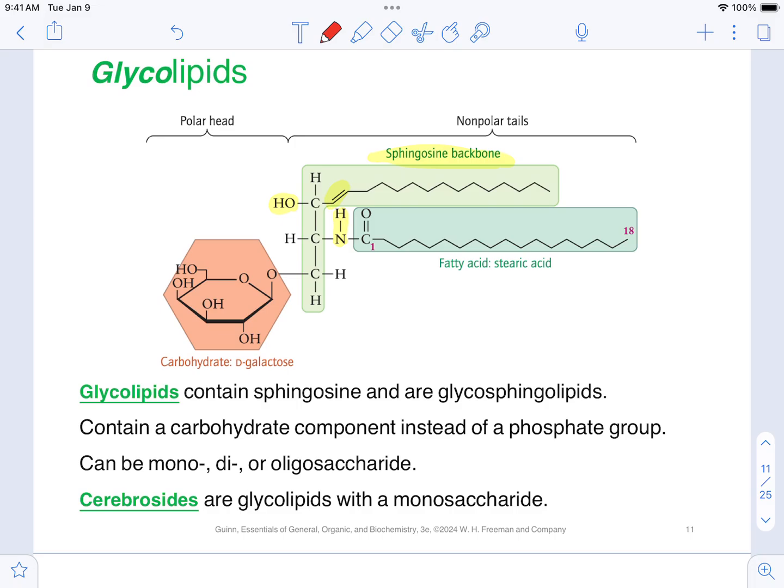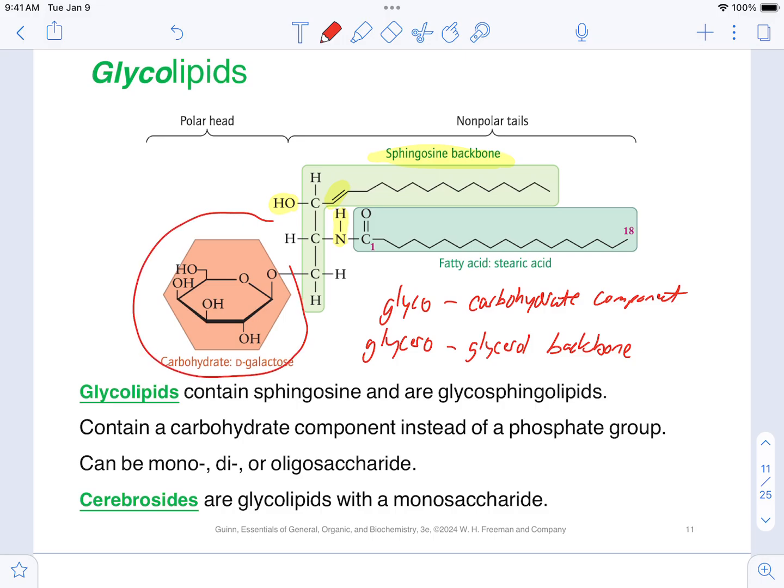Do not get glyco and glycero confused. Glycero means it has a glycerol backbone. Glyco means there is a carbohydrate component to it. And that's the big difference with these glycolipids.